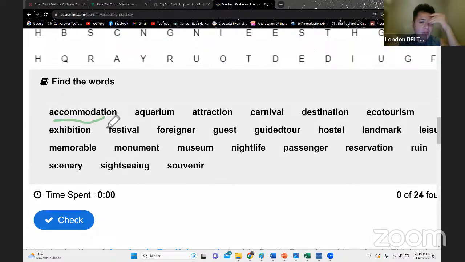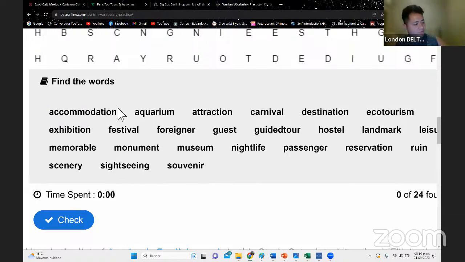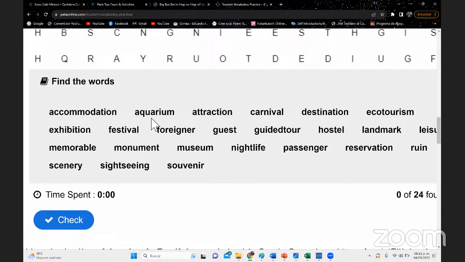Accommodation. That's some of the vocabulary, accommodation. What do you think is the meaning of accommodation? In your opinion, what is accommodation? No idea? Your accommodation is the hotel, Airbnb, the place where you will stay. How could you translate that in Spanish? ¿Sería como el hospedaje? Exactly.